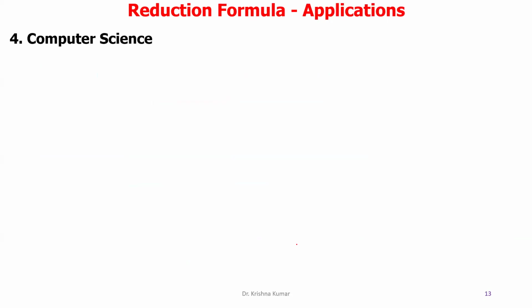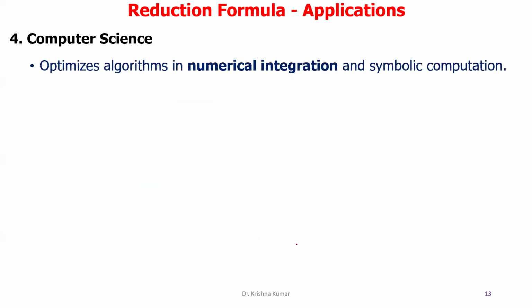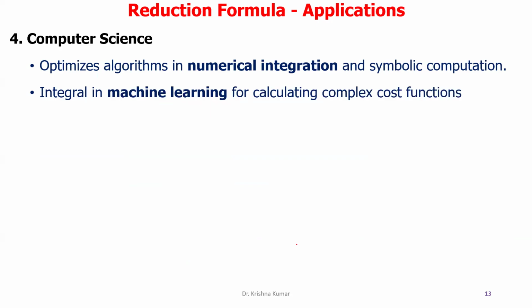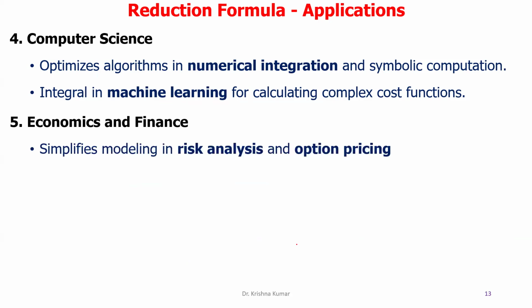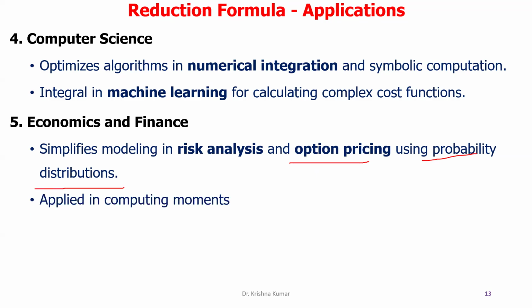The fourth application of the reduction formula is in computer science. It optimizes algorithms in numerical integration and symbolic computation. Also, it is used in machine learning for calculating complex cost functions. So these are two main applications in computer science. The fifth one is in economics and finance. The reduction formula simplifies modeling in risk analysis and option pricing using probability distributions. Similarly, it is applied in computing moments in econometric models.